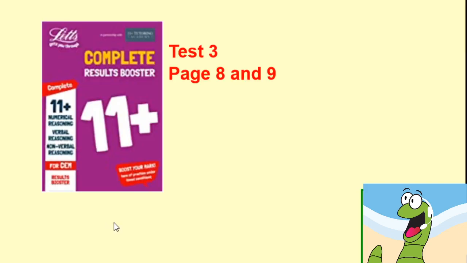Okay. Test 3, pages 8 and 9. A mother shares out some money between her 3 children. We don't know the total. The first child receives 12.5% of the total. Second receives 3/4 of the total. The third receives the remainder. If the third child receives £190.50, how much did the first child receive?